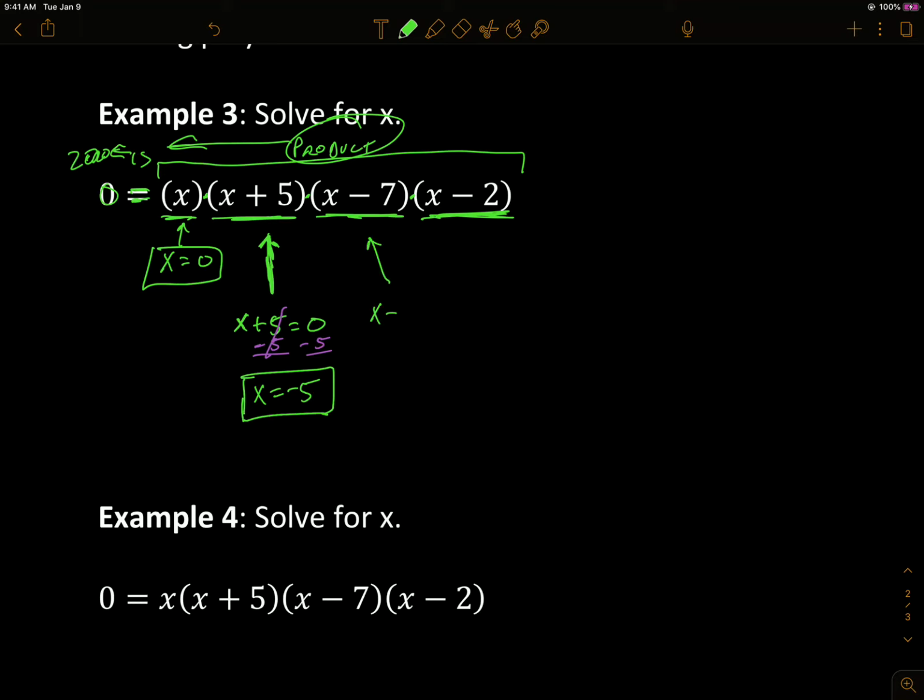So for this guy I've got x minus 7 equals 0. If that factor equals 0, then the whole product would equal 0, right? So that's another solution. It's this, or it's this, or it's this. So if I add 7 to both sides, I get x equals 7 for that factor. The last factor, again, I set that equal to 0. If I force this factor to be 0, that would also be a solution. So if I add 2 to both sides, I get x equals 2. So in this case, I actually have 4 possible solutions.